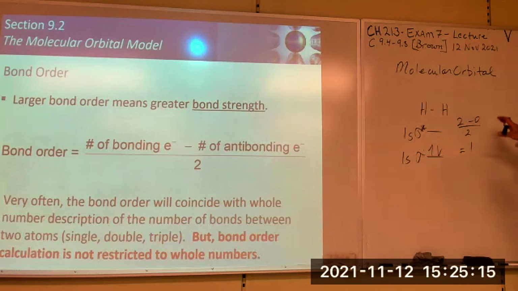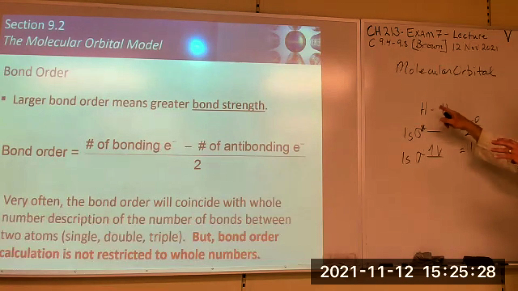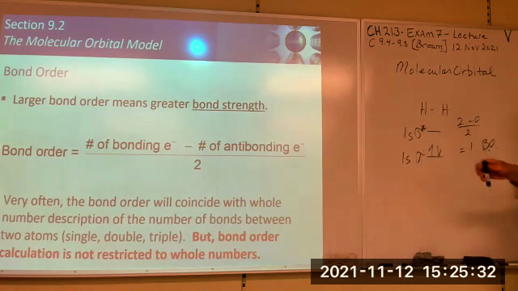So the bond order, when you have just diatomics, you can make this assumption, is roughly equivalent to, in this case, a single bond. Bond order 1, single bond. If we had bond order 2, we probably would have some pi molecular orbitals involved. And then you would have a double bond.